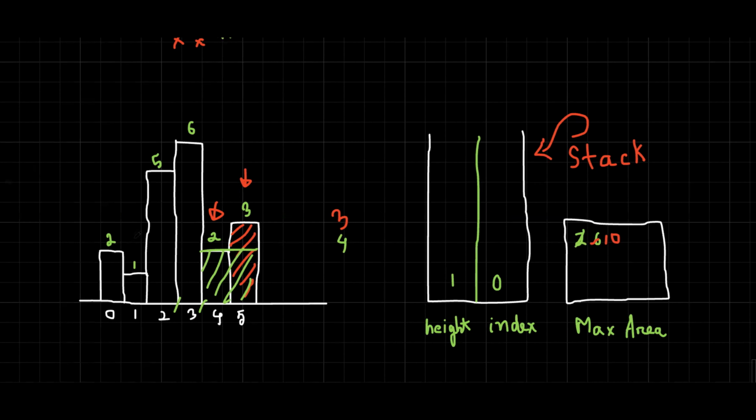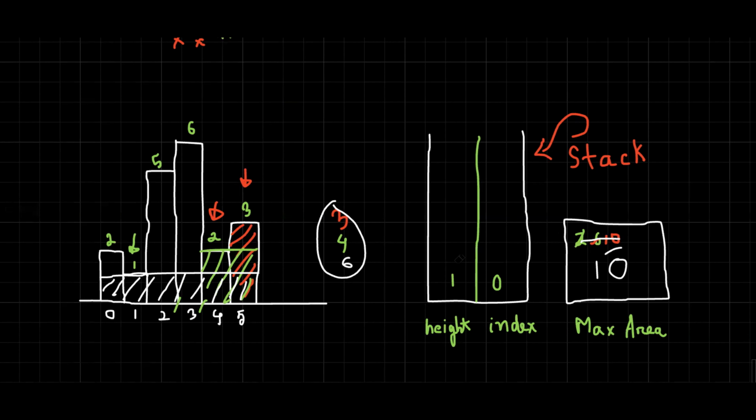Now we have element 1. So here the index number of 1 will be 0. That means we can make this entire position of the rectangle and calculate its area. So here the area will be 6 multiplied by 1, which is 6. And none of them is greater than our max area of 10. So here, after the calculation, the max area will remain 10.